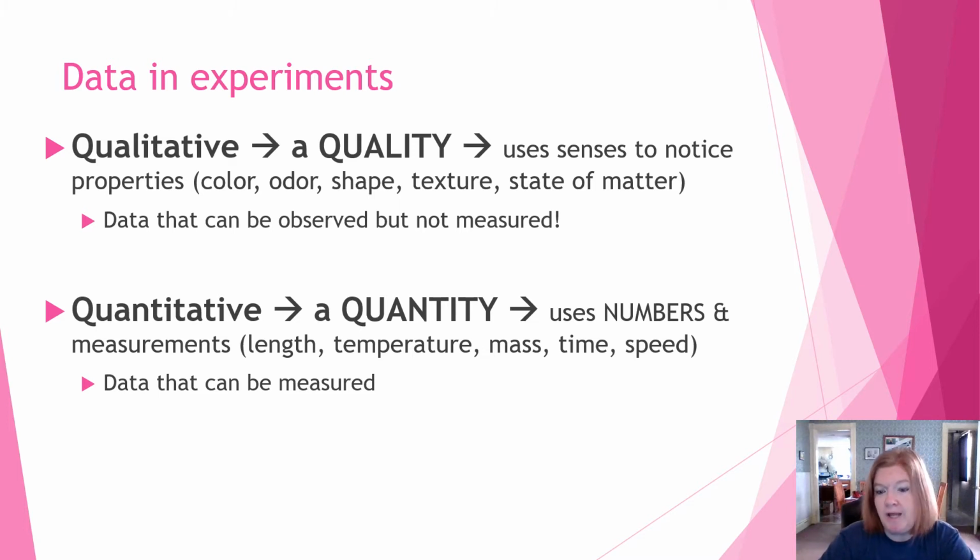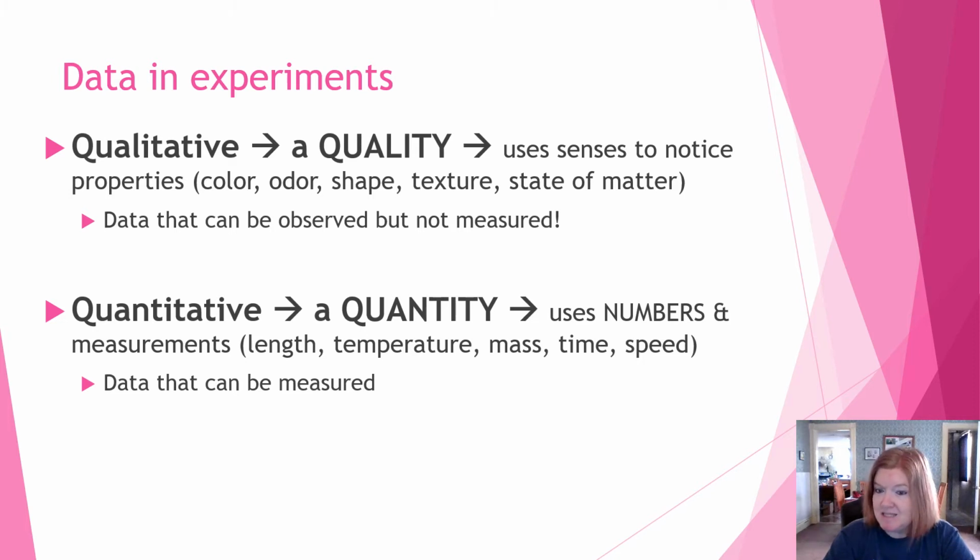The data that you collect in experiments can be of two main categories, qualitative and quantitative. Qualitative, just like it sounds, is a quality. So we use our senses to notice properties. So color, odor, shape, texture, state of matter, anything that you can observe, but you don't measure it. Okay.